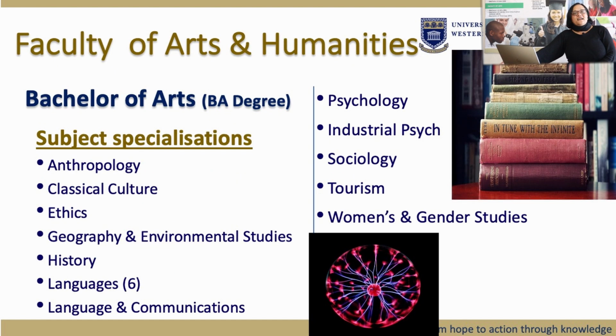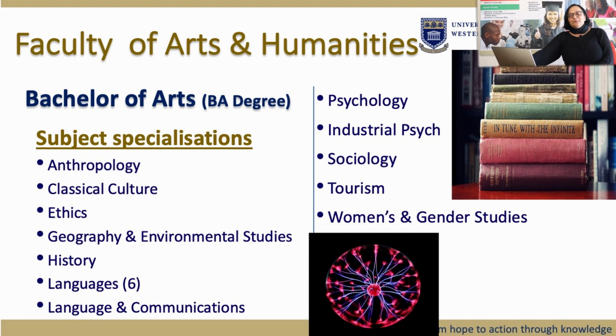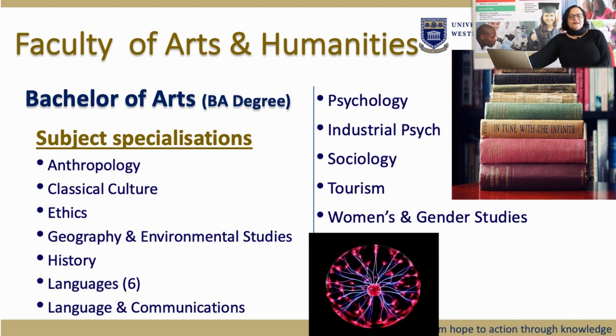So the first is our Faculty of Arts and Humanities, and I'm focusing on the degrees that this faculty offers. The first degree is the Bachelor of Arts, your BA degree. Your arts degree is a wonderful degree if you are strong in your humanities, in your languages, and subjects such as history, for example, and you love reading and writing. This is possibly a degree that you should consider.